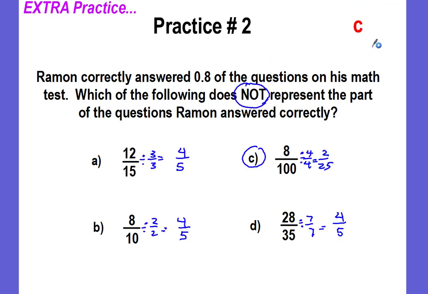Okay, the correct answer is C as in cat. If you got the correct answer, nice job. Move on to practice problem number 3. If you did not choose C, then I want you to pause the video and take a look at the work and see if you can find where you made your mistake before going on to practice problem 3.